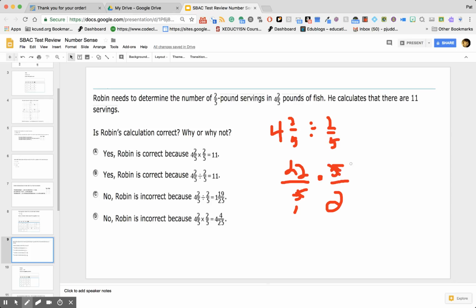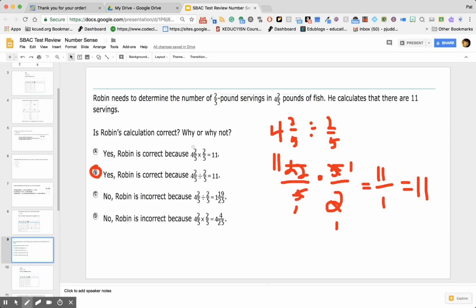Well, I'm going to look at reducing my 5s, and actually I can reduce 2 and 22. So the 5s are going to reduce to 1. 2 and 22 are going to reduce to 11 and 1. And my answer is, when I multiply 11 times 1 and 1 times 1, 11. So, yes, Robin is correct.